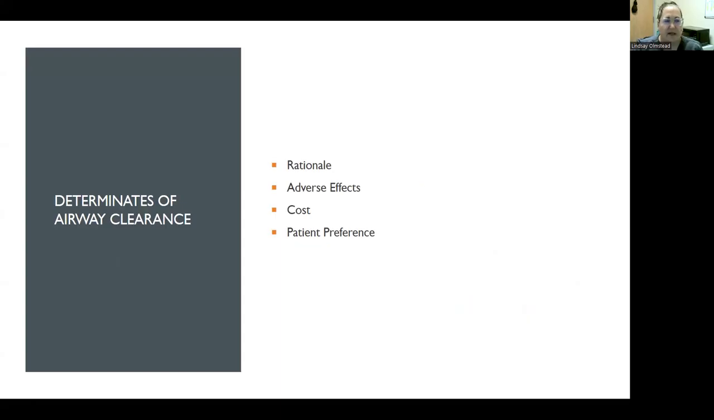So, determinants of airway clearance. When you're deciding, my patient needs this, what are some things you want to look at? The rationale. Does the patient actually have difficulty clearing airway secretions? Are they retaining secretions that are affecting gas exchange or lung mechanics?